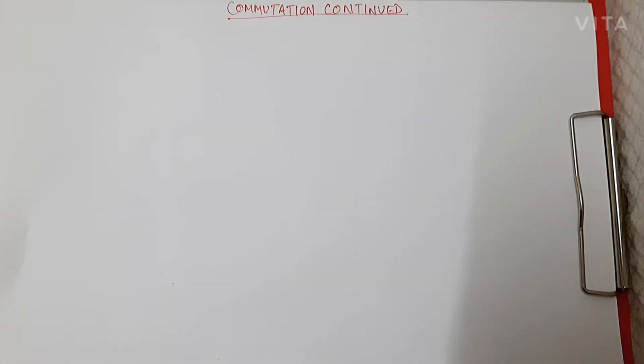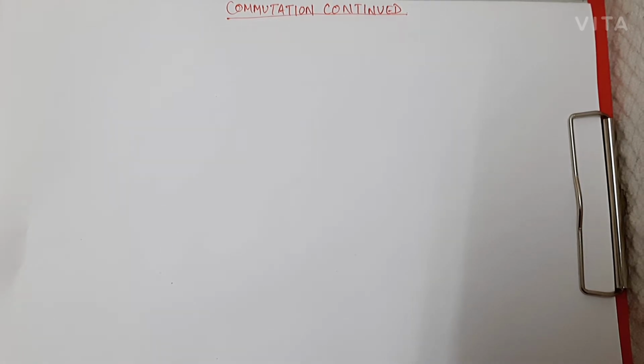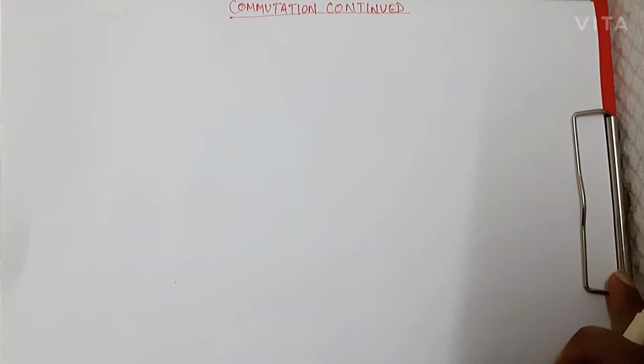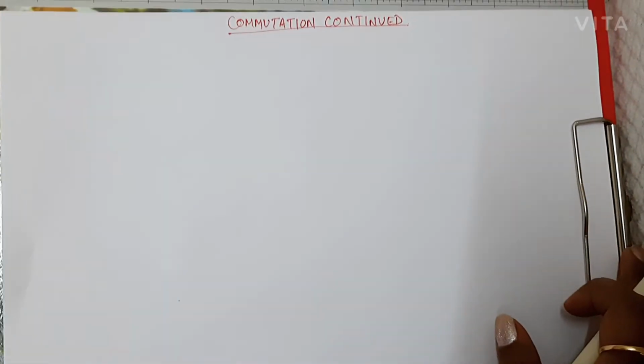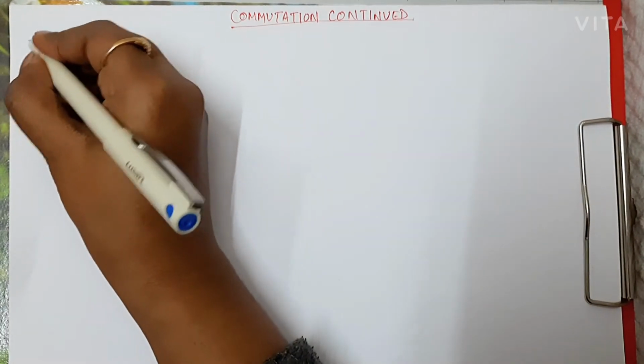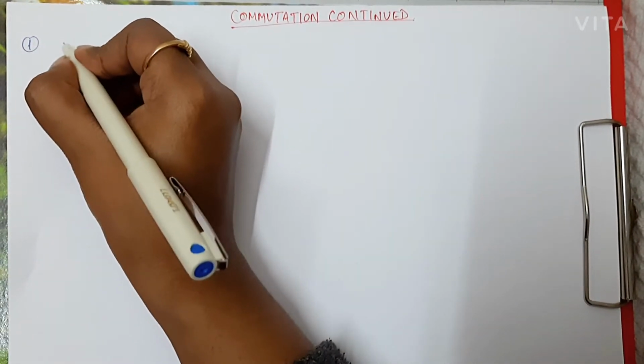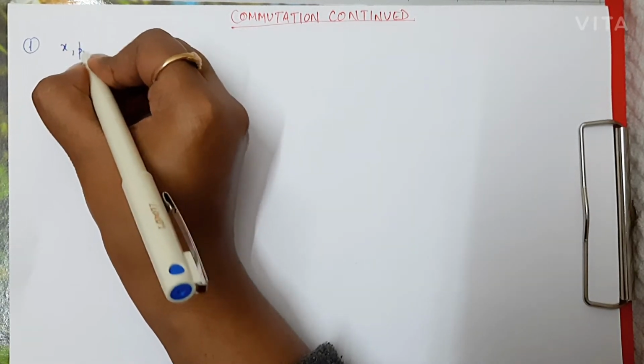So in quantum chemistry we were discussing the numericals of commutation and we were deriving some generalized relations, or you can say formulas, for solving commutation problems. So continuing with that, we are again going to solve some more questions. Now the first question which we are going to solve, we have to find the commutation for x and px.